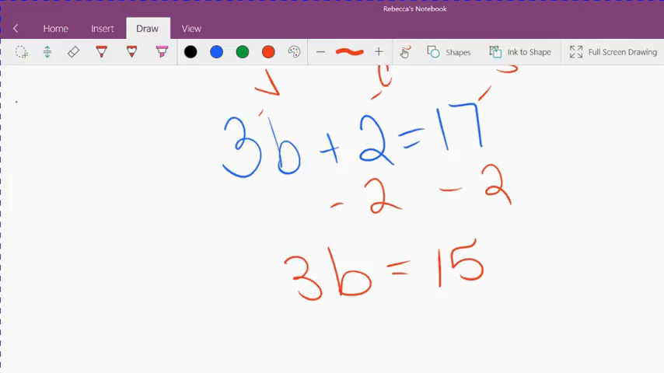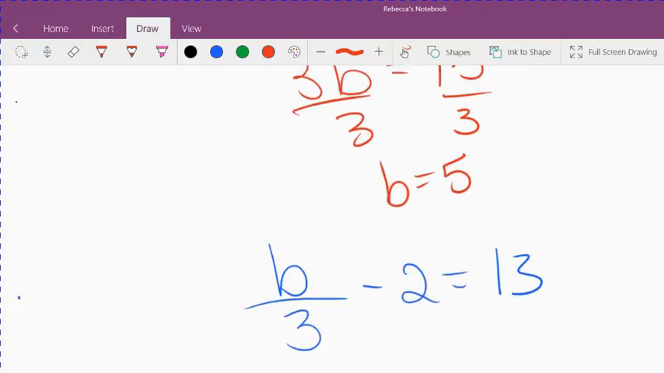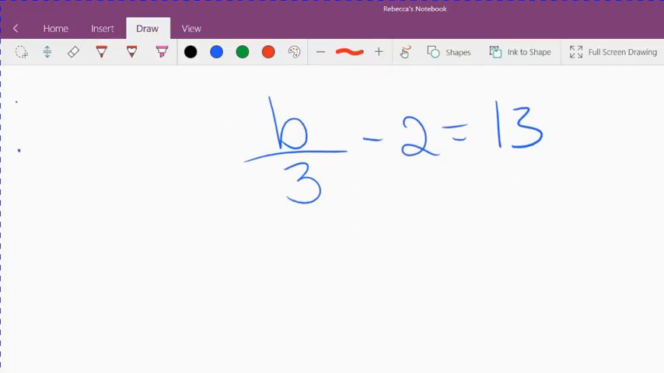So in order to unmultiply, use the inverse. The inverse of multiplication is division. So now we need to divide everything by 3. And we get b equals 5. Okay? However, variables can also be divided.